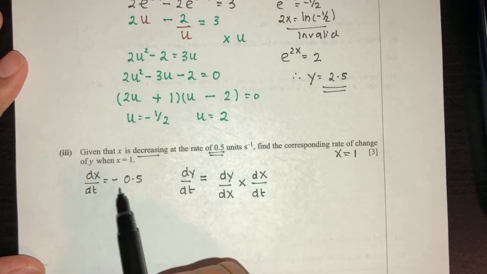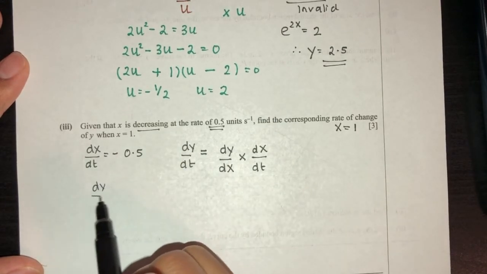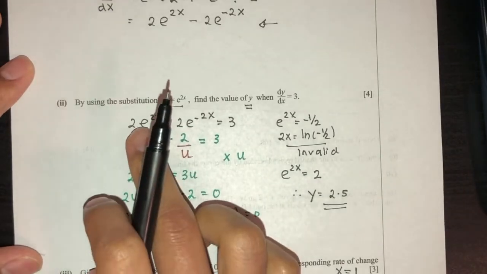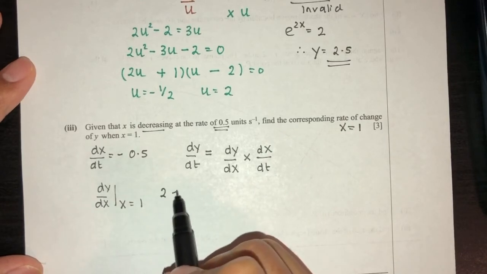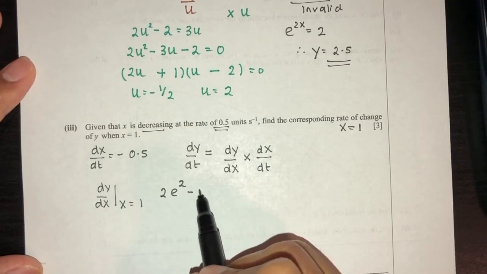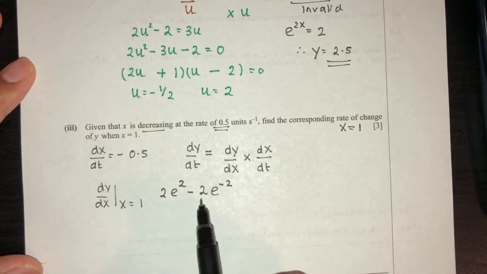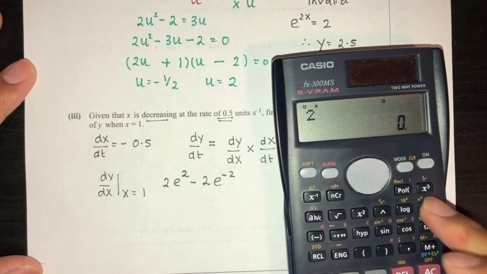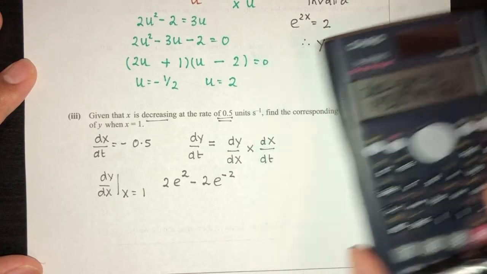So this we know already, it is minus 0.5. We have to find this. So what is dy by dx at x equal to 1? So this is your dy by dx. Replace the value of 1, you will have 2e power 2 minus 2e minus 2. That will be your dy by dx. So we can solve this: 2e squared minus 2e minus 2. That is 14.5.